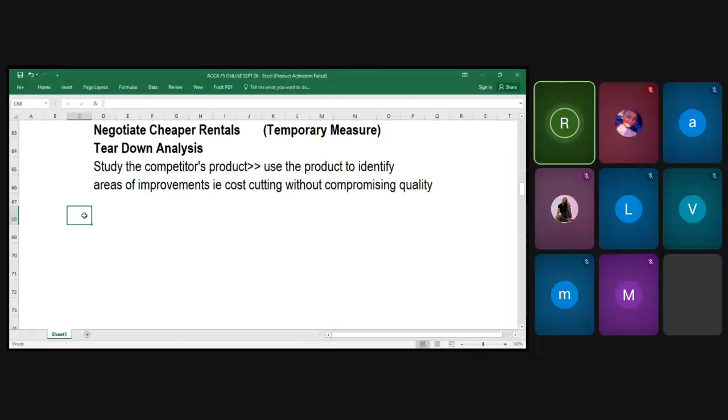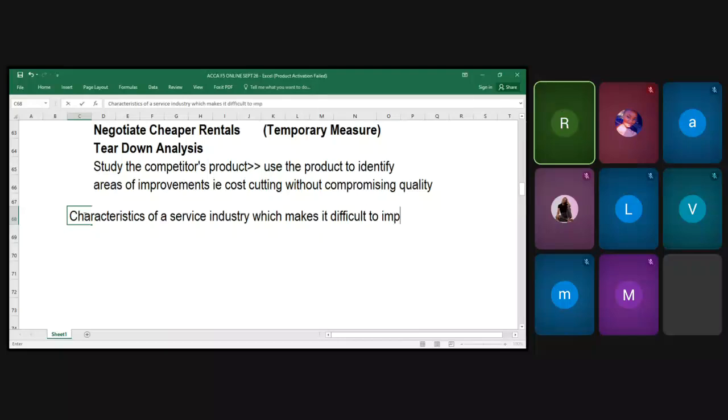The service industry now is different from a good manufacturing industry, because the service industry is dominated by labor, and you can't really identify what is a quality labor, what the customer is expecting in terms of quality, etc. So we are looking at characteristics of a service industry which make it difficult to implement target costing.